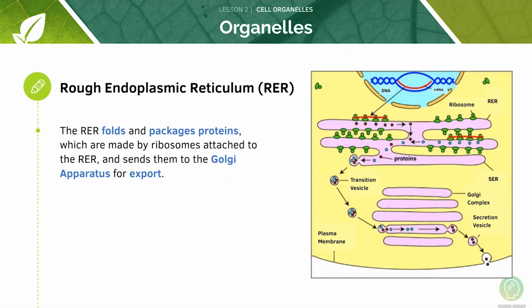Proteins meant for export are made by the ribosomes and then released into the RER, which folds them and packages them to send them to the Golgi apparatus.